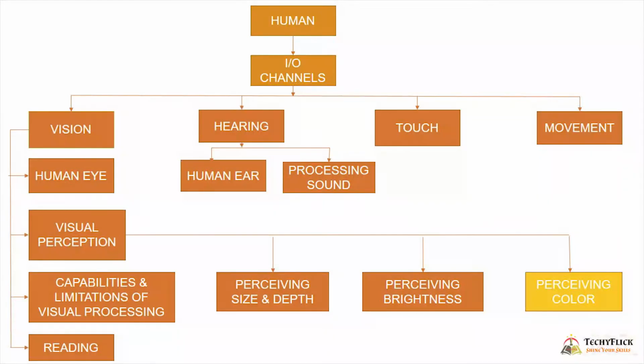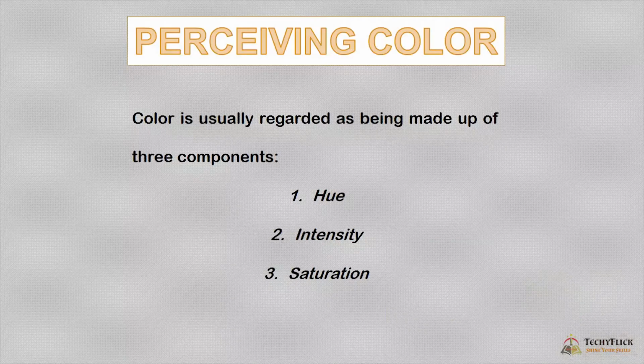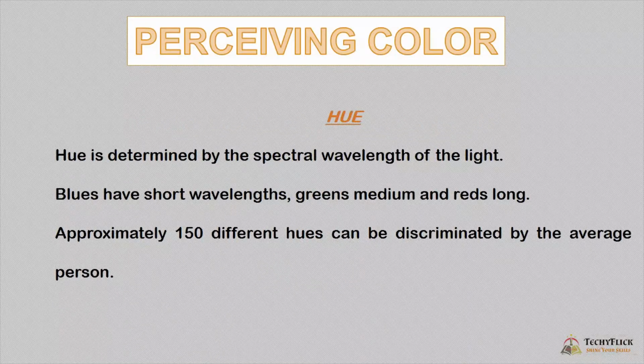Next is perceiving color. Color is usually regarded as being made up of three components: hue, intensity, and saturation. Hue is determined by the spectral wavelength of the light. Blues have short wavelength, green medium, and red is long. Approximately 150 different hues can be discriminated by the average person.